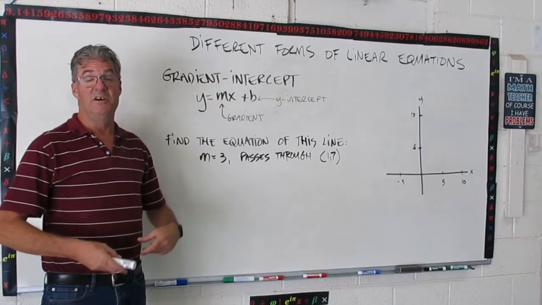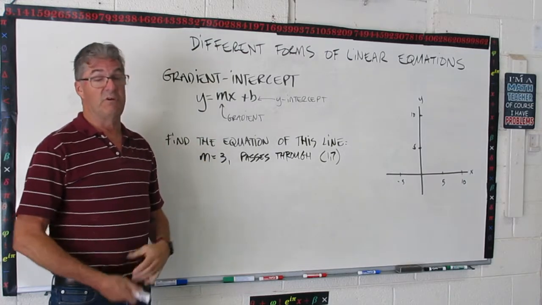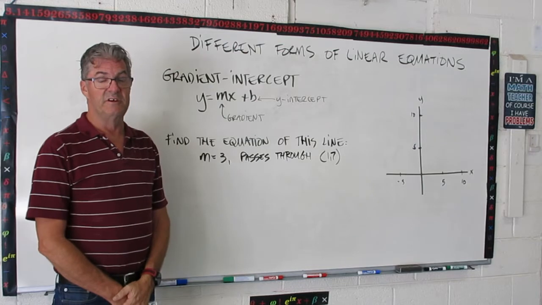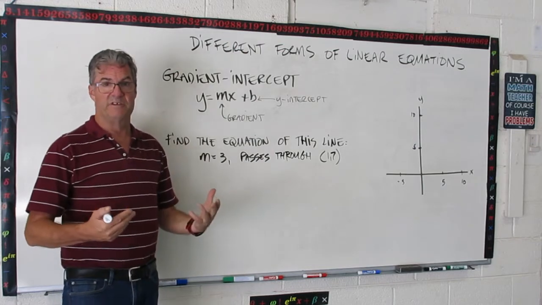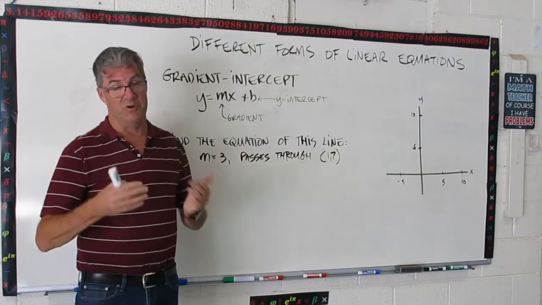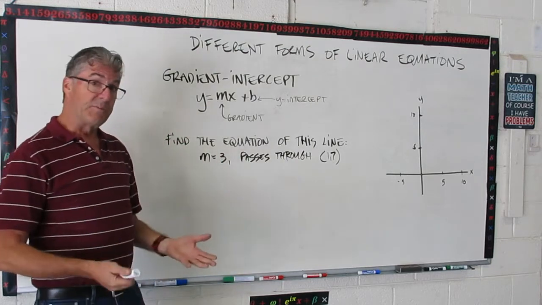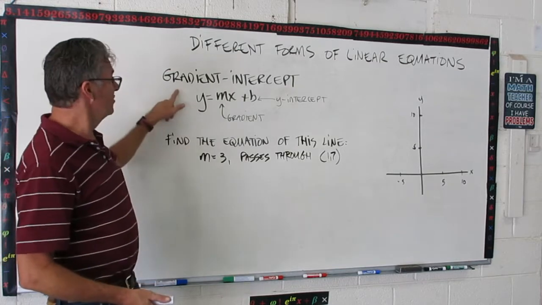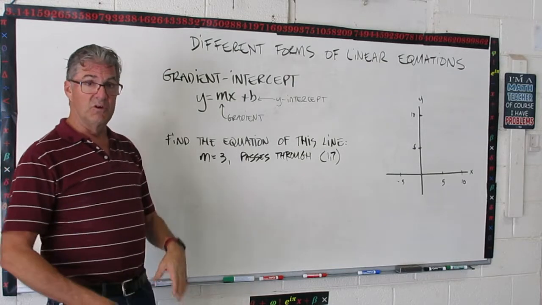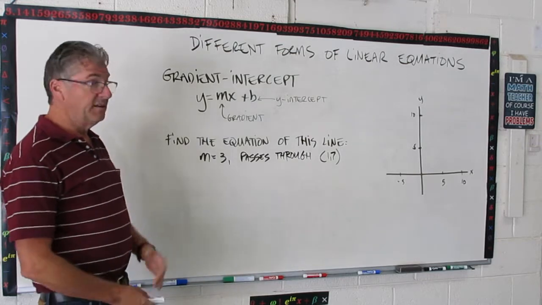Okay, today's lesson is about the 3 forms of linear equations that we're going to encounter in this course. So these are line equations, and there's just 3 different ways you can write an equation for a line. Actually, there's more than that, but we're just going to talk about 3. The one that you're probably most familiar with is called gradient-intercept, or sometimes called slope-intercept. Slope and gradient meaning the same thing. And let's go into that.